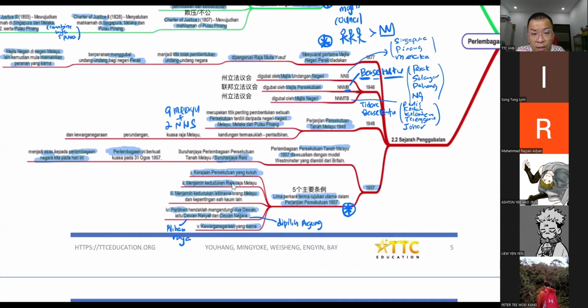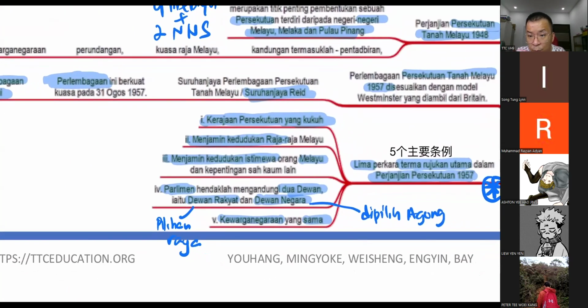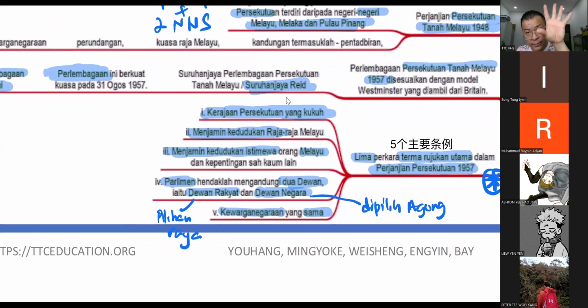Then these are the 5 important points. You put a star, important. Suruhanjaya Reid is a commission, project based. This commission is formed to help us create the constitution. Once the constitution is created, you dissolve, you disband. Now no more Suruhanjaya. Already disbanded. So when Suruhanjaya made the perlembagaan for us, these are the 5 things that they emphasized.